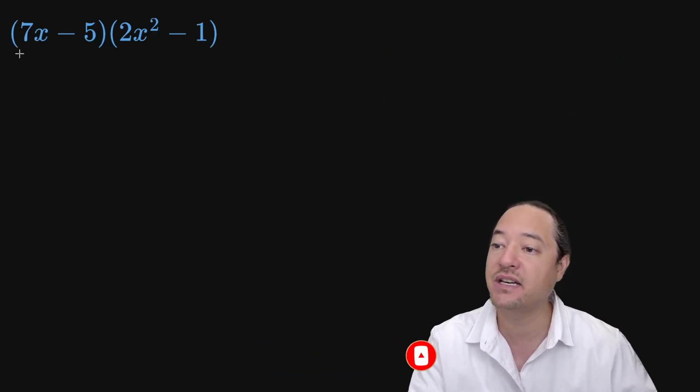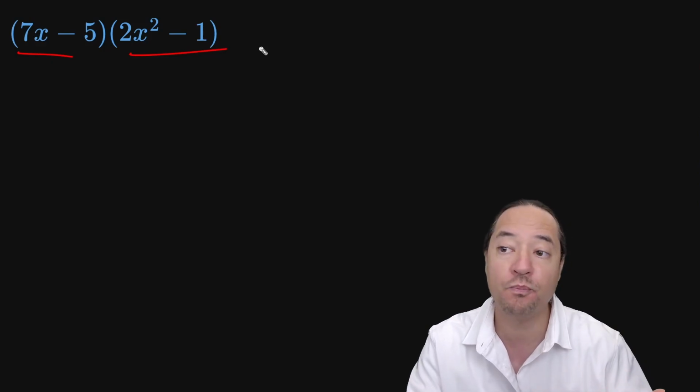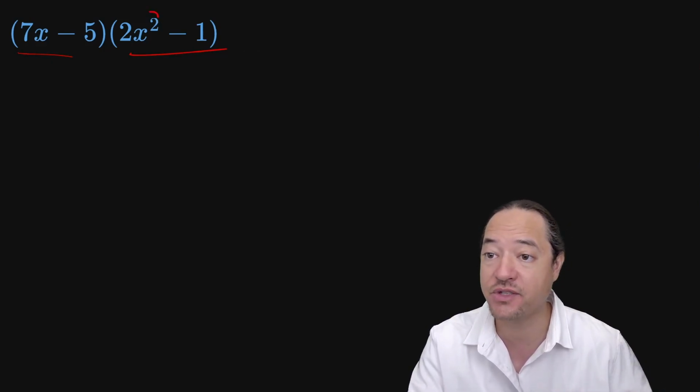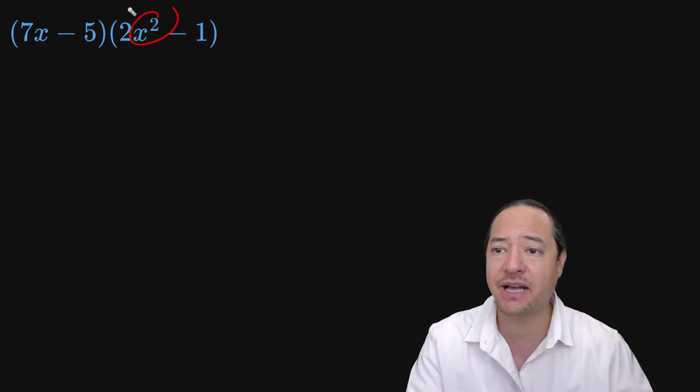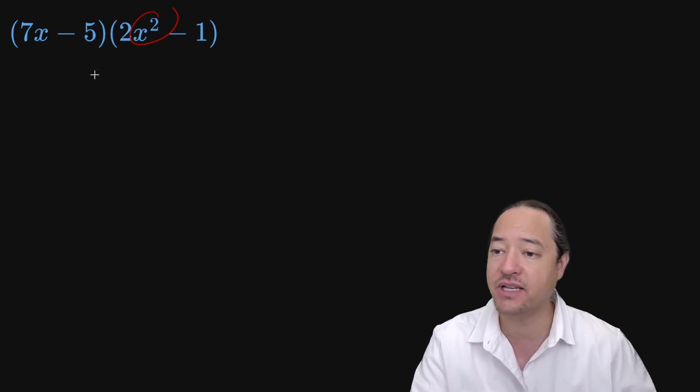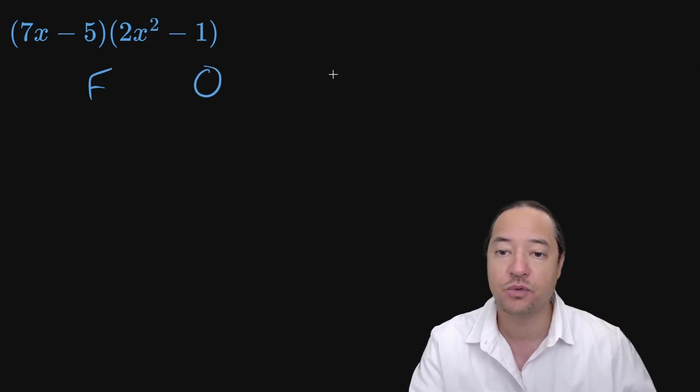This next one is another set of just two binomials that we're multiplying together. This one's an x squared, but that doesn't really matter. We can still FOIL this, okay? So let's do that. We're going to FOIL these two together.